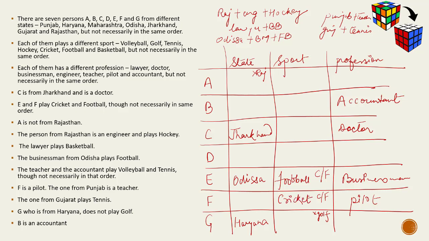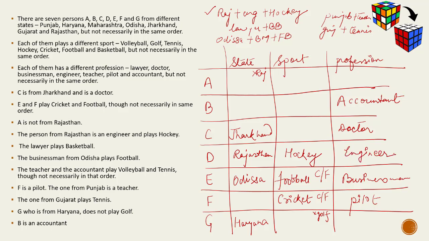Now this point, that the one who comes from Rajasthan is an engineer and plays hockey. And A has already been negated for Rajasthan. So I need a person for whom the state has not been allotted so far, the sport has not been allotted so far, and also the profession is blank. And I can see there is only one person on the chart for whom all these 3 pieces of information are not filled up so far, and that is person number D. So we can conclude that D is from Rajasthan, plays hockey, and is an engineer.